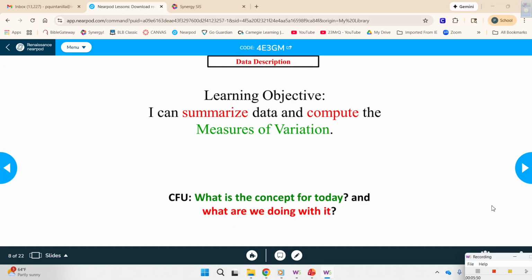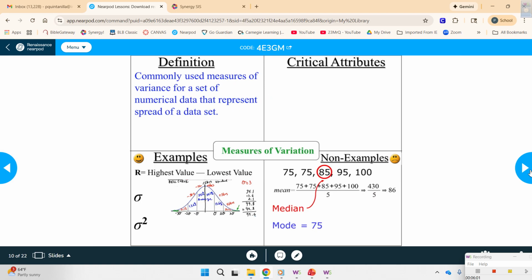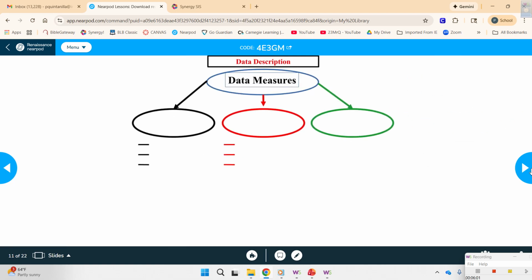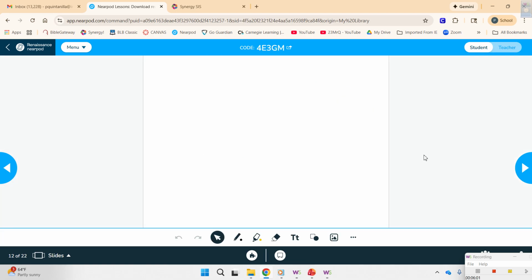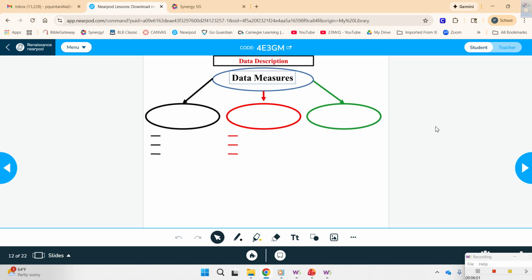I can summarize and compute the measures of variation. I can summarize that data and compute the measures of variation. So by now we are experts at measures of variation. On your screen, fill in that graph, please. Fill it in. 20 seconds.